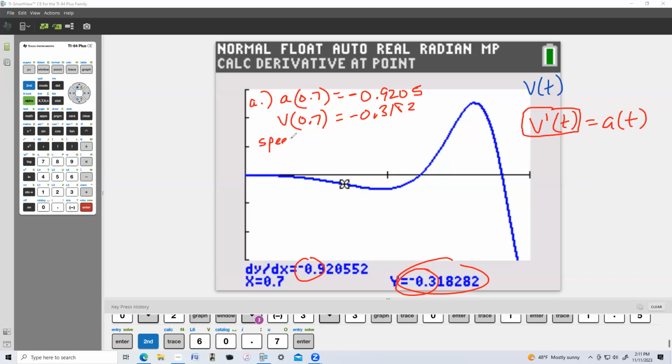So we could say speeding up because v of 0.7 and a of 0.7 are both negative. Okay? When the signs of velocity and acceleration agree, that means that the object or the bug is speeding up. Okay, that is our reasoning. That is part A. All right. So I'm going to erase this so as not to clutter the screen too much. And we'll talk about part B.